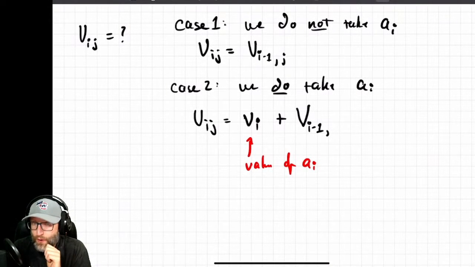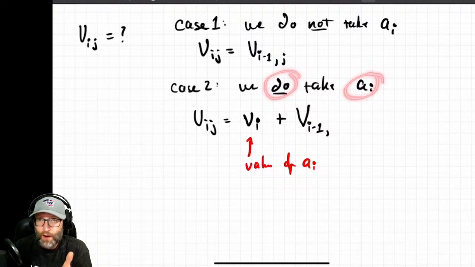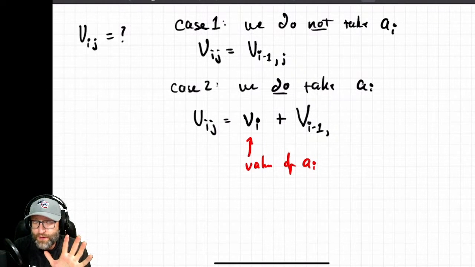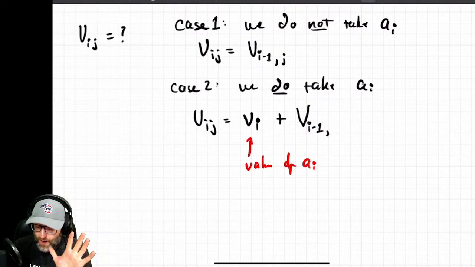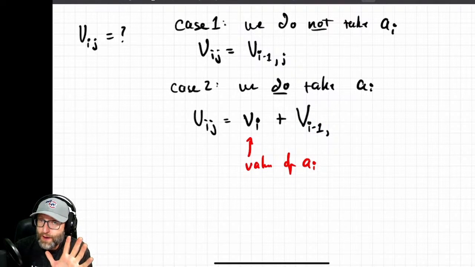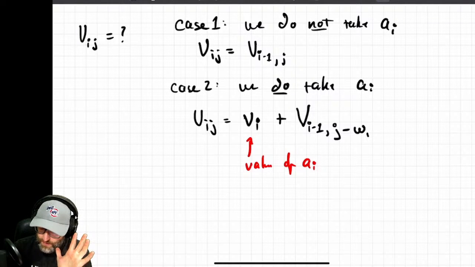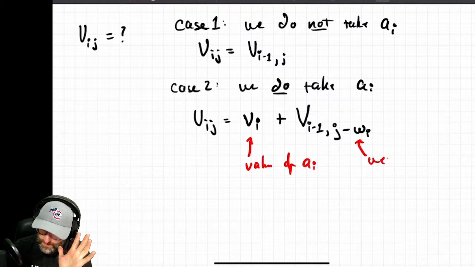You've got to be careful here. What about our weight capacity? If I could carry 10 pounds, and I do make the decision to take a sub i, and it weighed 5 pounds, that means that remaining, I can only carry 5 more pounds. So when I consider items 1 through i minus 1, I have to change my weight capacity, because by taking this element, I have reduced my capacity by a certain amount. And that amount is going to be w sub i. Let me annotate that: that is the weight of a sub i.